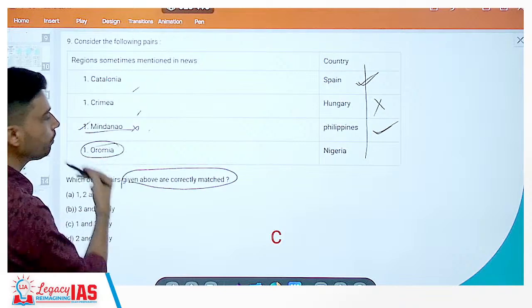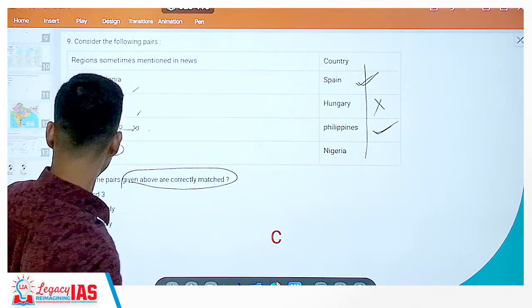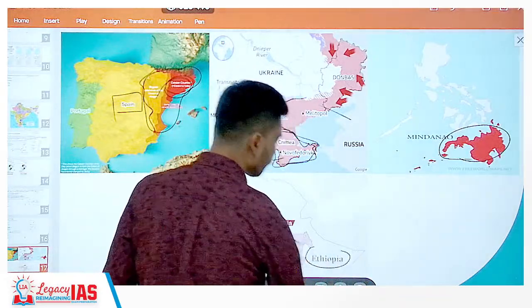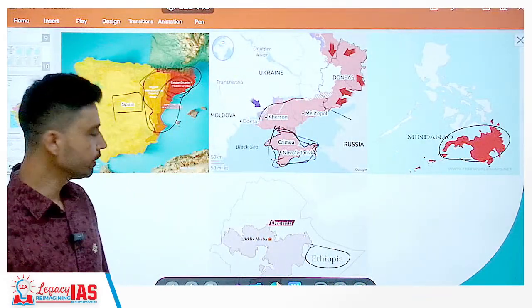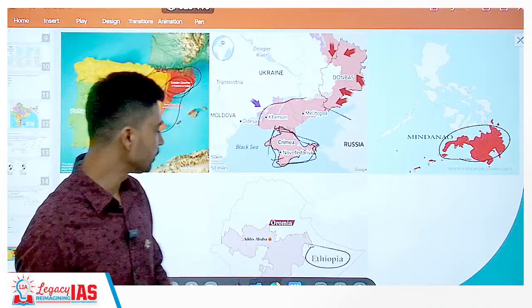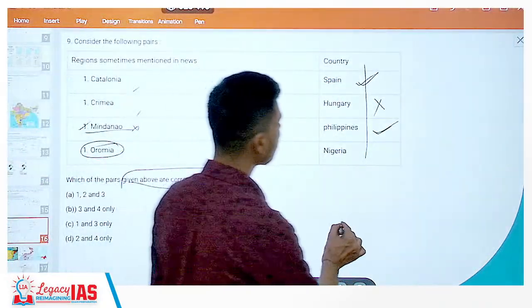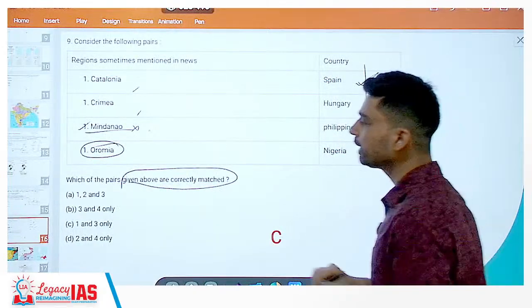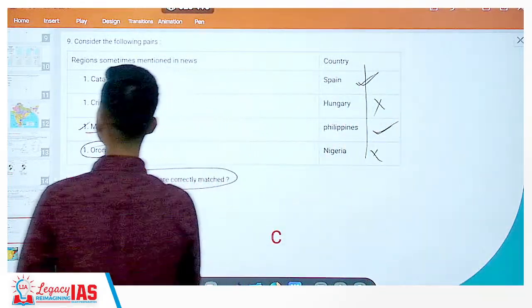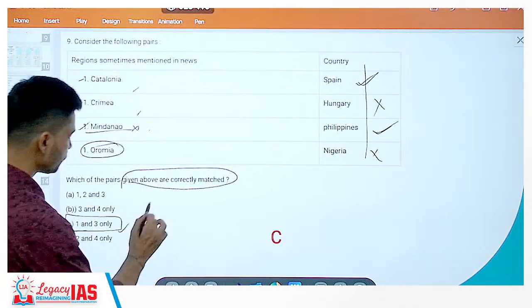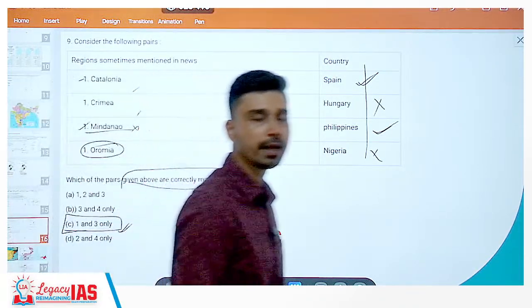Fourth is Oromia in Nigeria. So if you take a look, Oromia is a region that is not in Nigeria. It is in Africa, it is an African region, but it lies in Ethiopia, near Addis Ababa. So that means the fourth option is incorrect. So the first and third are correct, second and fourth are incorrect. So obviously the correct option that you can pick up here is C, that is 1 and 3 only.